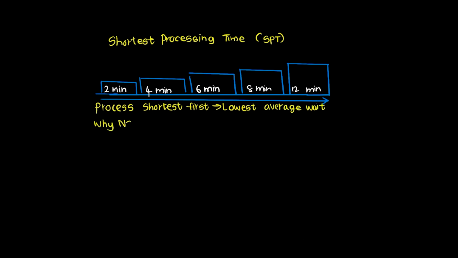First come, first served processes jobs in arrival order, regardless of how long they take. If a massive job arrives first, every short job behind it waits forever. That drives up average wait time.